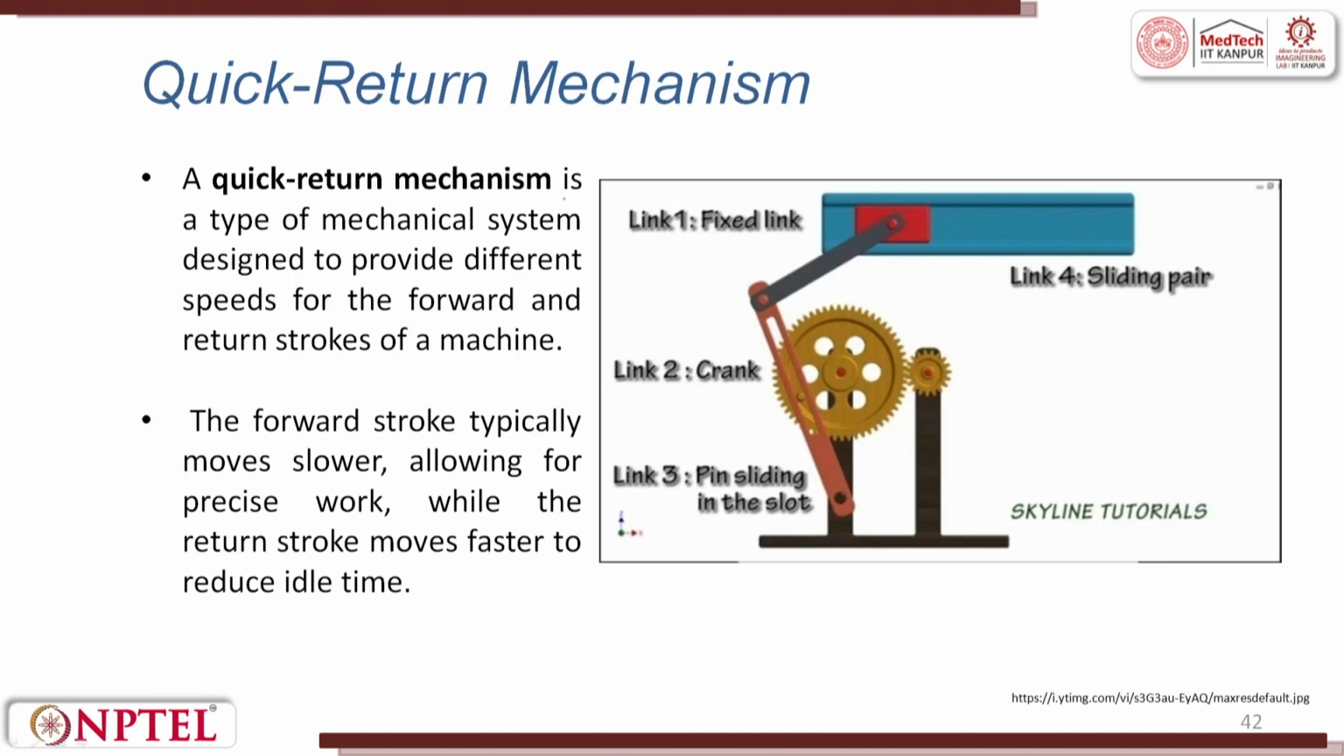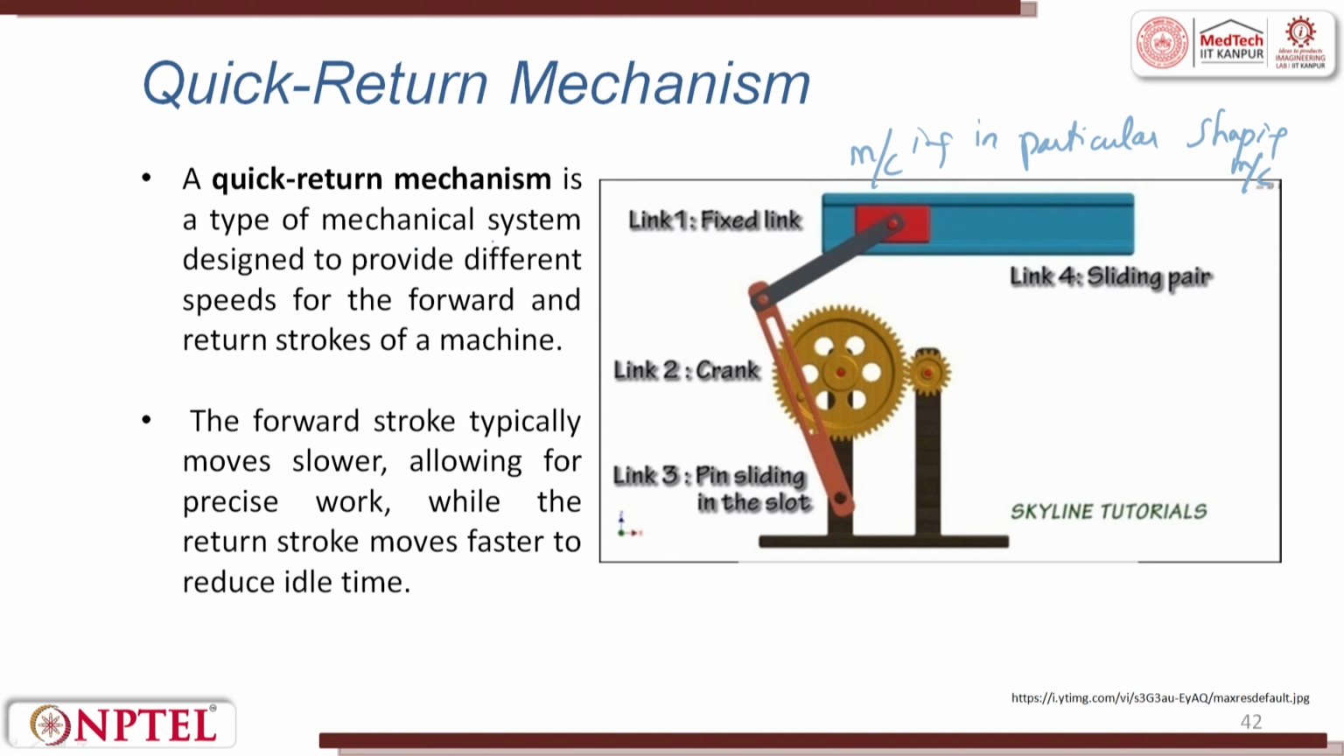Quick return mechanism is a type of mechanical system designed to provide different speeds in the forward stroke and return stroke. This is exhaustively used in machines, and in particular it is used in shaping machines. What it does is, in the forward stroke it goes at a slower speed, in the reverse stroke it goes at a faster speed. That is why it is called a quick return mechanism, because the return stroke is non-productive, so it has to be done very fast.